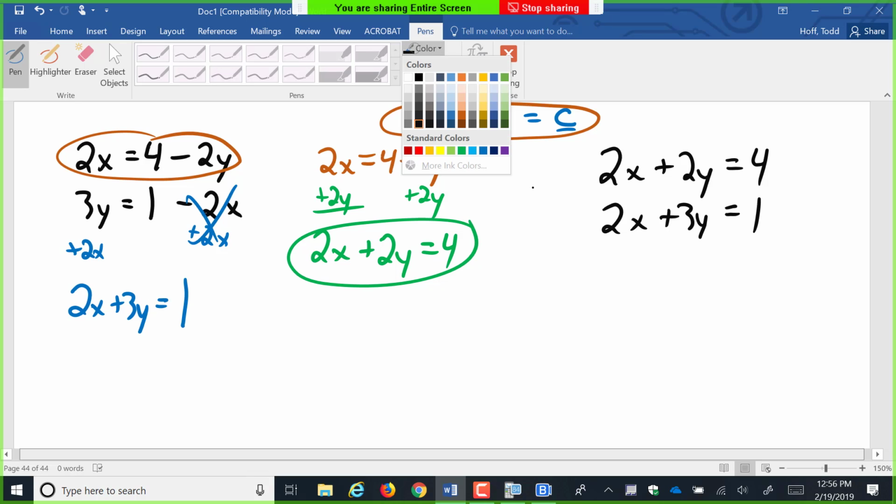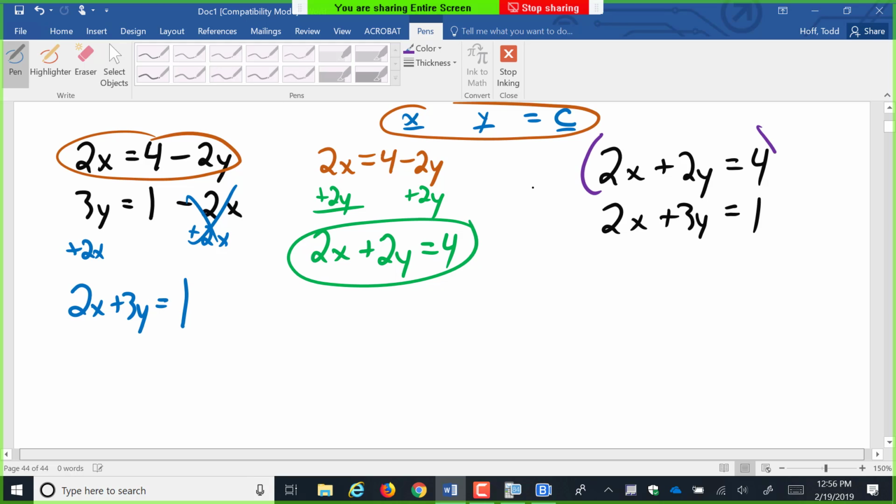Now here it looks like we're ready to add them and cancel out. There's just one problem. It's a 2x and a positive 2x and another positive 2x. We need one of them to be negative. I can multiply either equation by a negative 1. I'm just going to choose to multiply the top equation by negative 1. What's that equation going to become?